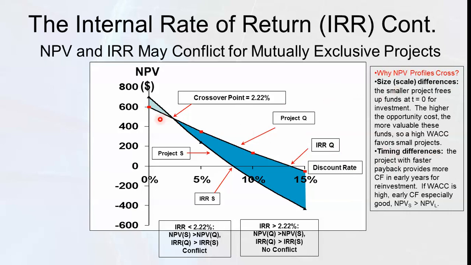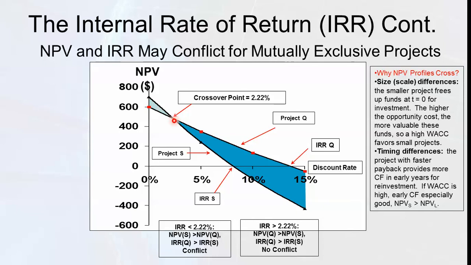The smaller project frees up funds at time zero for investment. Therefore, opportunity cost: the higher the opportunity cost, the more valuable these funds are. So, a high WACC favors small projects. In this case, high WACC favors small project. That is why this project S is more valuable here.